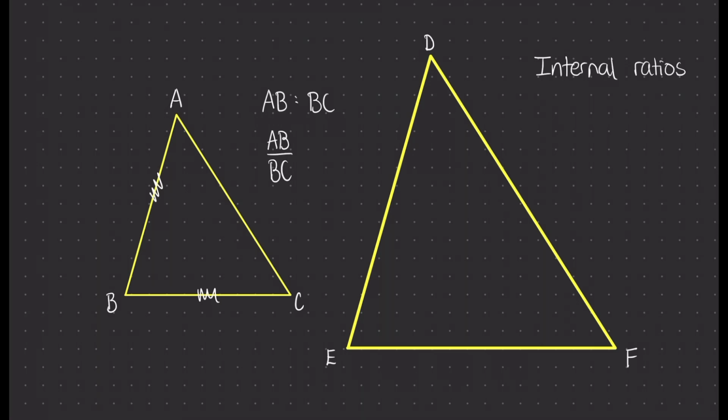Now this ratio should be the exact same if I take the corresponding sides in the large triangle and create the same ratio. So what I'm going to do is take the 2 same corresponding sides and create a ratio with them, DE over EF. And these 2 fractions, these 2 ratios will be the exact same thing. Of course, we could do this with any sides of the triangle. So for example, AB and AC will be the same as DE and DF placed into ratios like this.